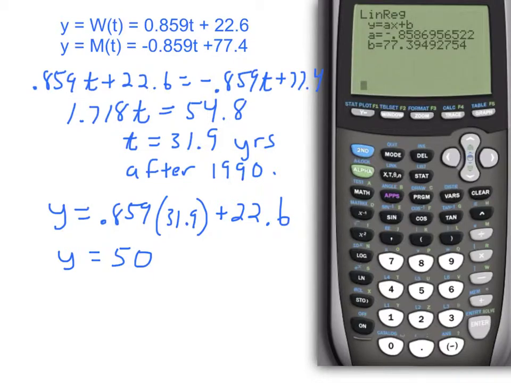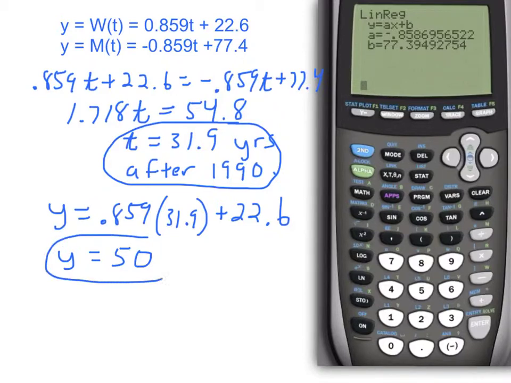And if you think about it, that makes a lot of sense, because if 50% are women, then the other 50% would be men. So that does make sense. So we've got our solution. It happens at t equals 31.9 years after 1990. And of course, we could equate that to a given year, so if we take 1990 and add 31.9, we'd get 2021.9. So it'd be almost at the end of the year 2021. And y is 50%.